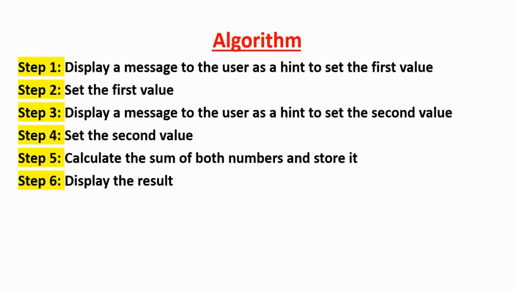Step 3, display a message again to the user as a hint to set a second value, like please set the second number. Step 4 is like step 2. The user needs to set the second value. Step 5 is to calculate the sum of both inputs and store it in a variable. And step 6 is to display the result, which is the sum. So let's do that programmatically.